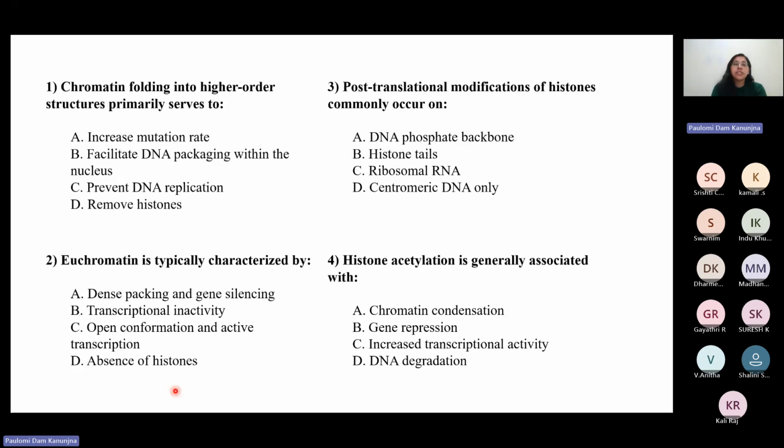Right. The next question set is: chromatin folding into higher order structure primarily serves to do what? Euchromatin, which is basically the opposite of heterochromatin, what is it doing? PTMs of histone commonly occur where, that is, where does the histone modification take place? And when you say acetylation, remember again, what does acetylation do?